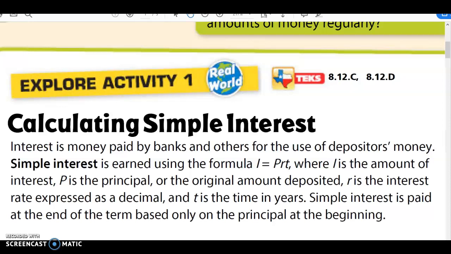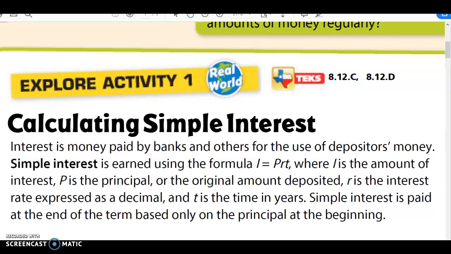Now, simple interest, again, is going to be calculated by using the formula that you see there on the screen, where I, standing for interest, will equal the principal amount, that's the amount that you're borrowing, or the amount that you're saving, it depends on the case, times the rate, that's a percentage that the bank or financial institution will charge you, expressed as a decimal, times the amount of time that you will be borrowing the money for.